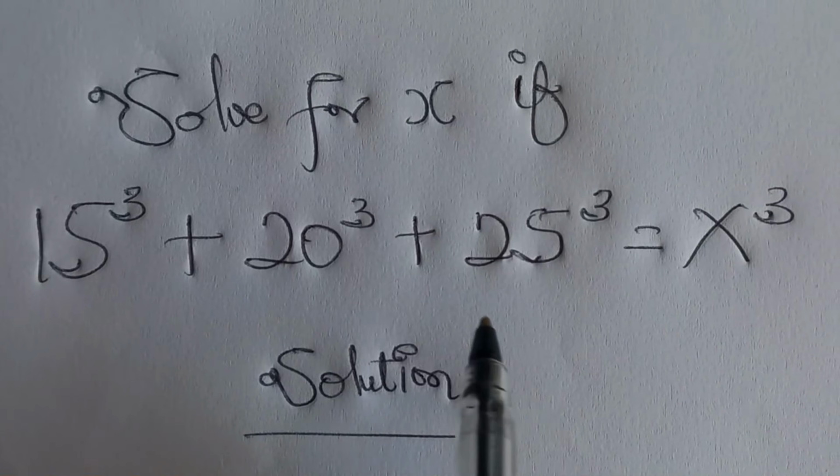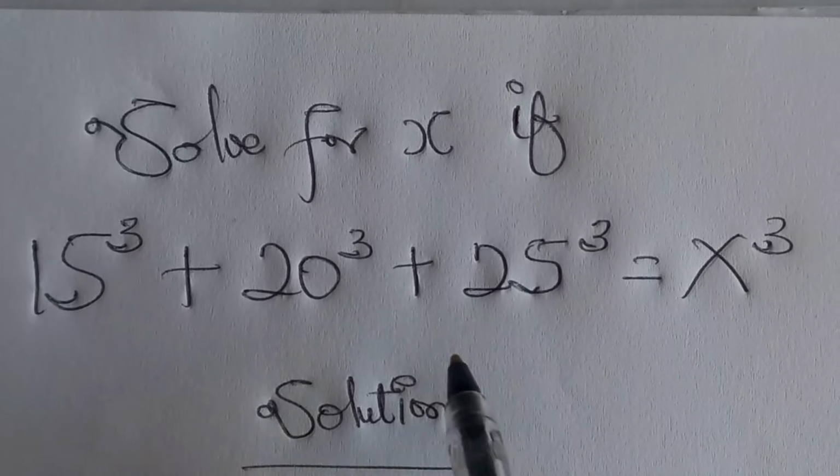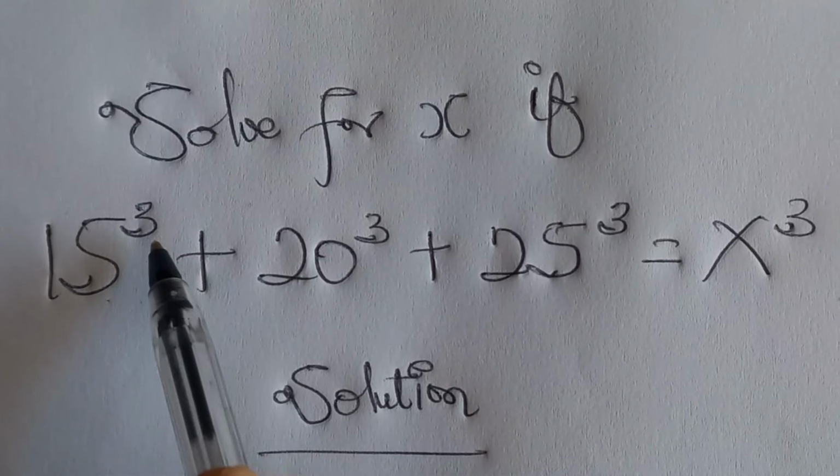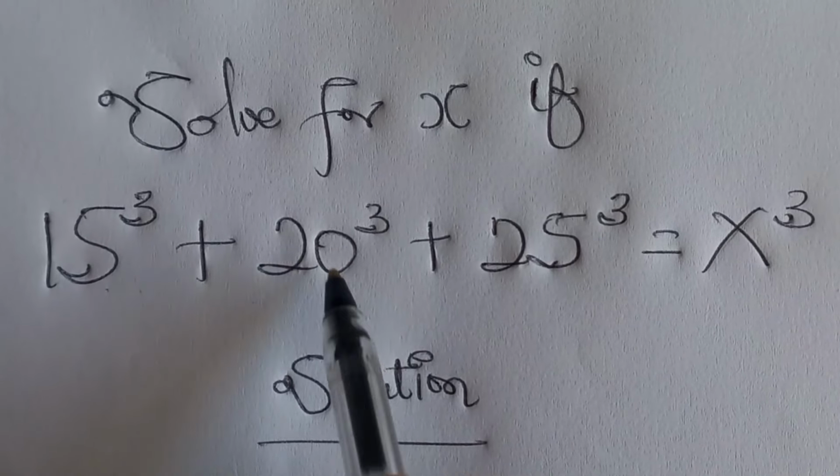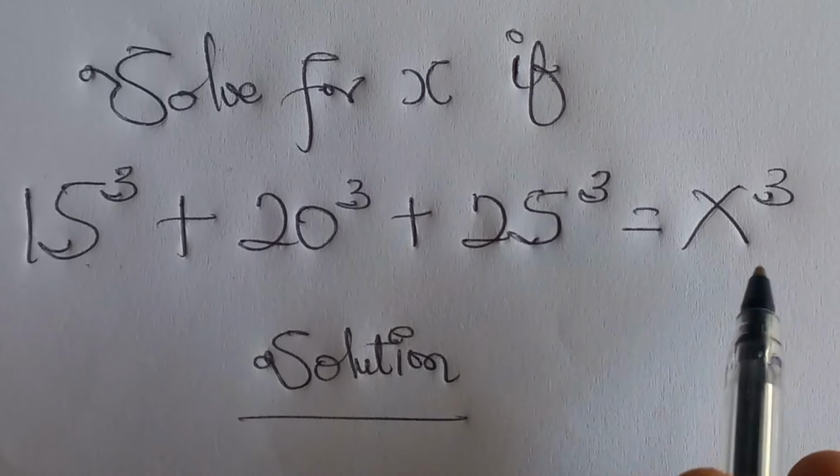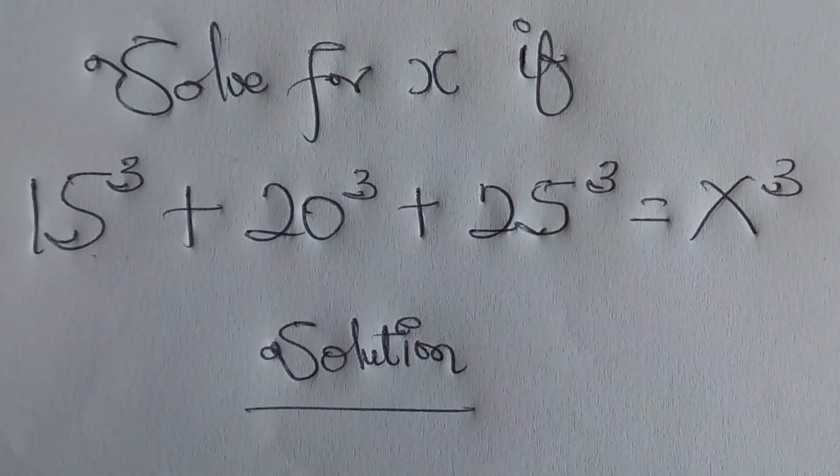So today we are solving for x. If 15 exponent 3 plus 20 exponent 3 plus 25 exponent 3 is equal to x exponent 3.